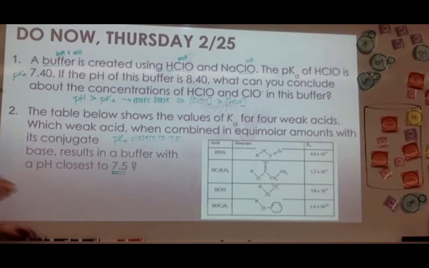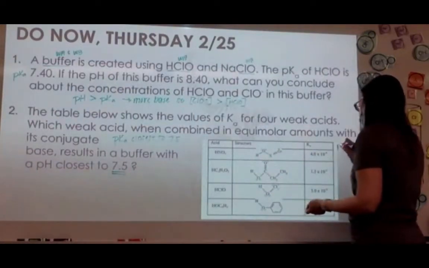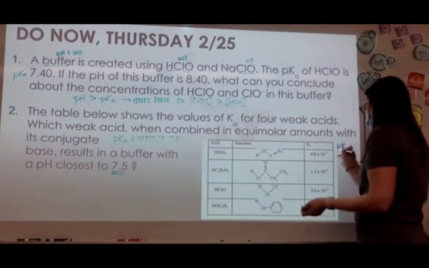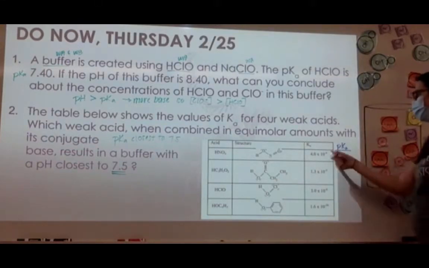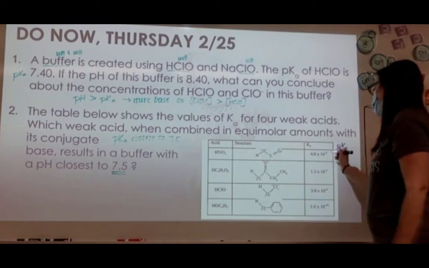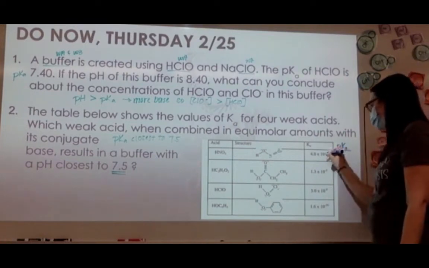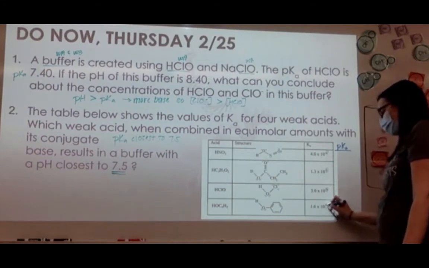Now, here's how we can actually do this without even using a calculator, because remember, on the AP test, we don't get calculators on the multiple choice. So we have to start looking at some shortcuts. It's not expected that you know how to take the negative log of something in your head. That's ridiculous. But you can estimate by looking at the exponent.